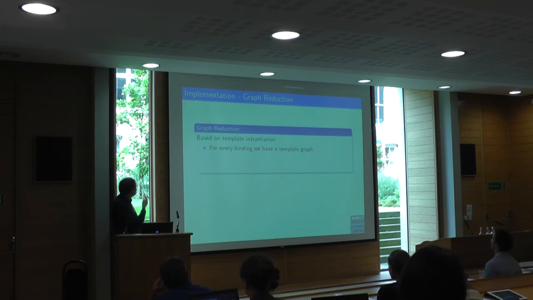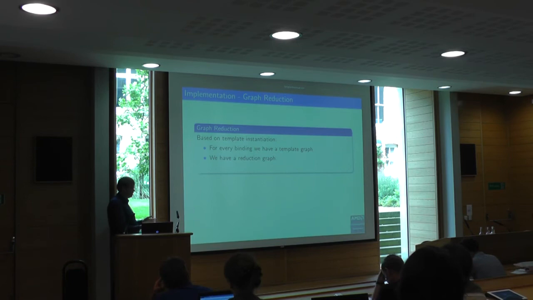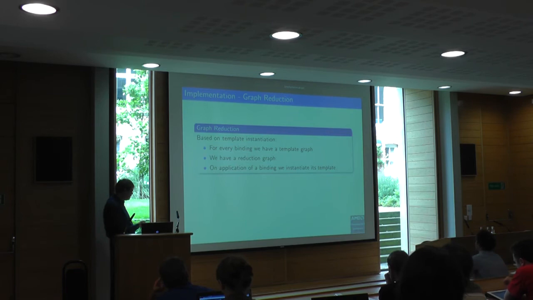The basis of the implementation is graph reduction. There is a template graph, and additionally a reduction graph in which a lot of reduction takes place. If there is an application which requires a binding, then we instantiate the template. It's usually a supercombinator or a binding.